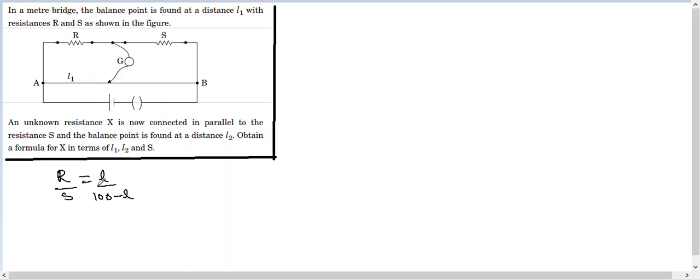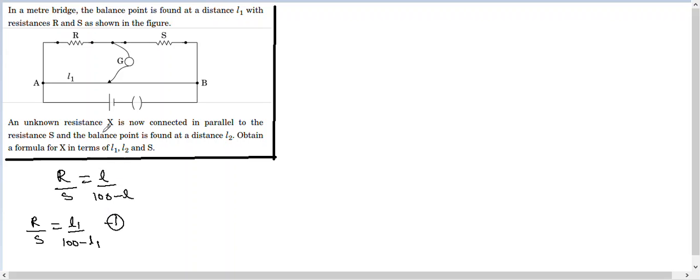Now let's come to our question where R and S are connected. The balance point is found at a distance L1. So we can simply write that R upon S is equal to L1 upon 100 minus L1. So we'll just name this equation as 1.